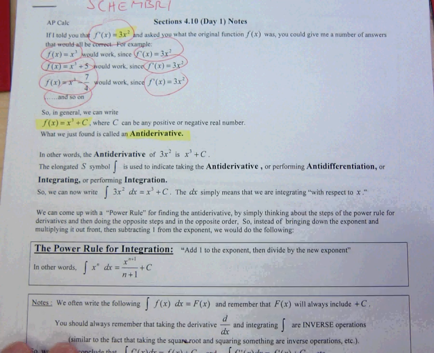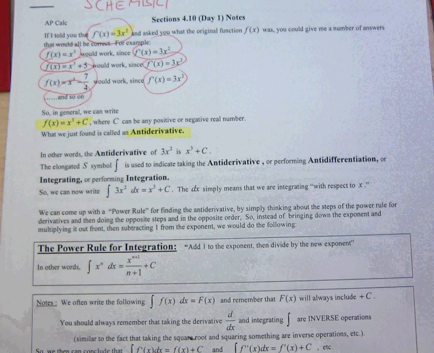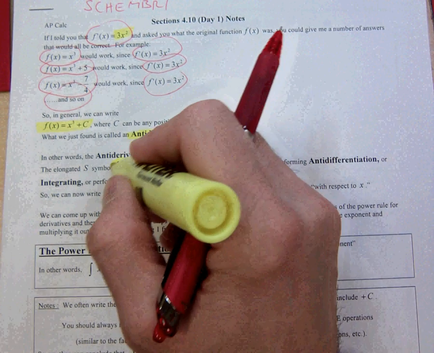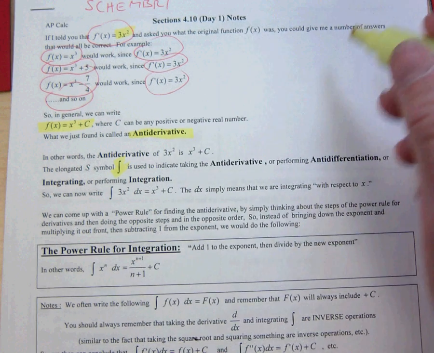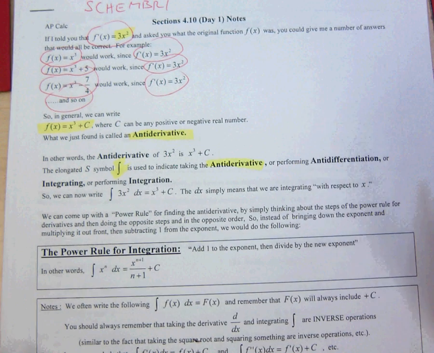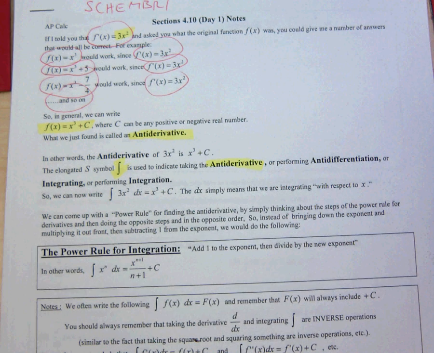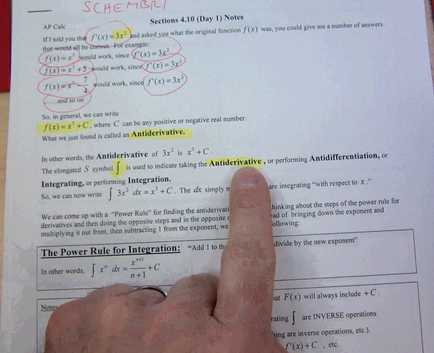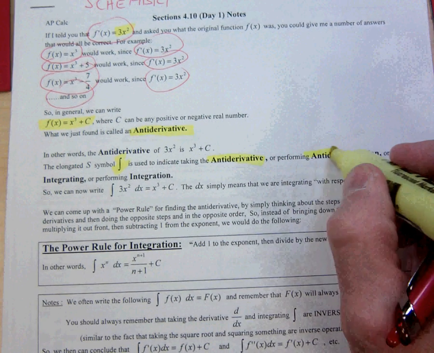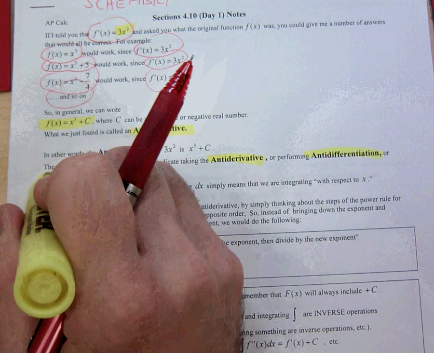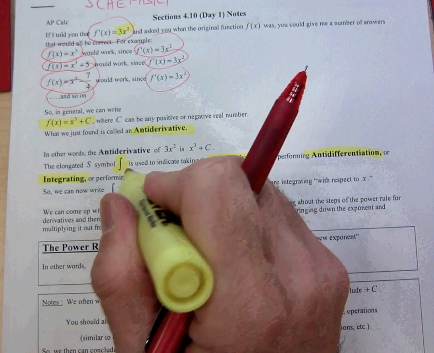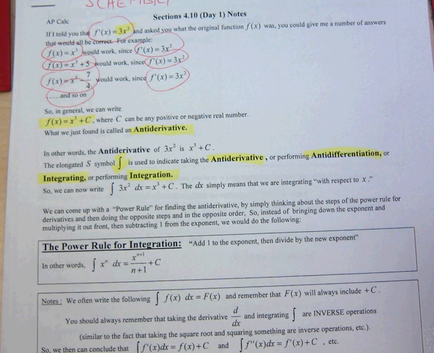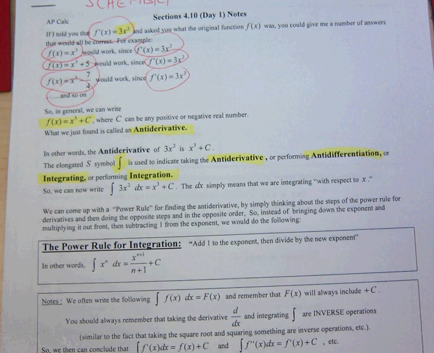By the way, get used to this symbol. You're going to see that symbol the rest of the year. That elongated S symbol is used to indicate taking the antiderivative. And I'm going to start using the following words interchangeably. When I take the antiderivative, or perform antidifferentiation, or perform integrating on a function, or integration on a function, these all mean the same thing. Is that clear? I'm going to use those interchangeably throughout the rest of the year.